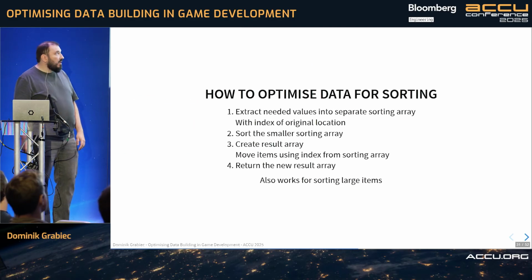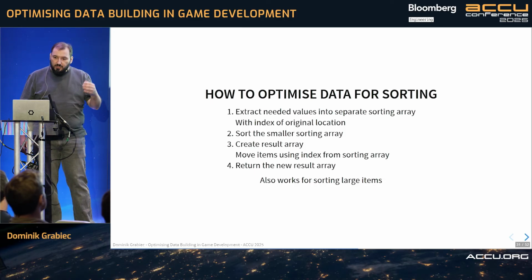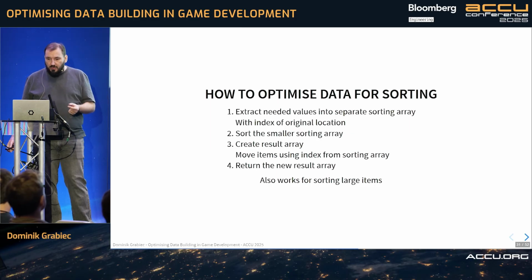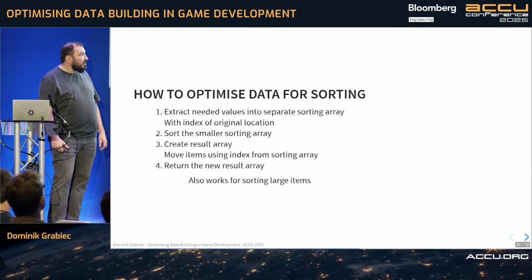So how do we optimize this? We have a step that we execute in parallel to extract all of the values that we need to sort by and store them along with the index in another structure. We then sort that other structure, and then we have another parallel process to move the values from the original array to the result array, and then we swap the two arrays. So it also works for large items, as I've got there.